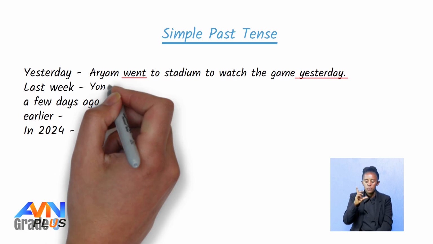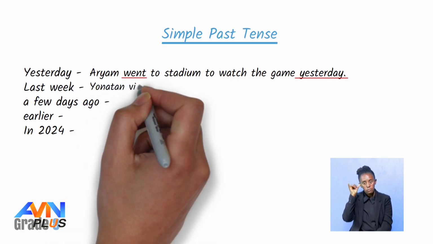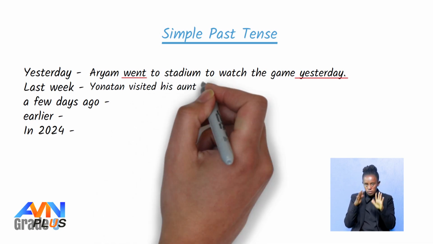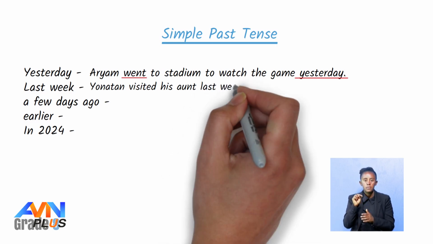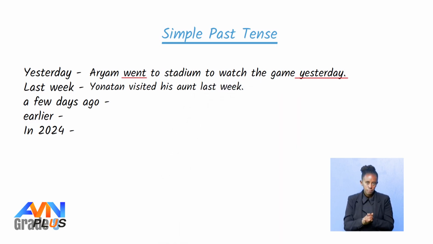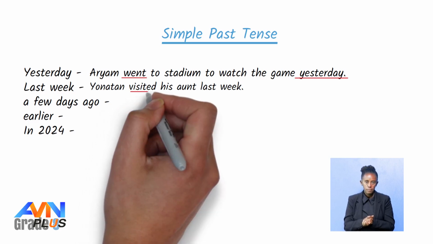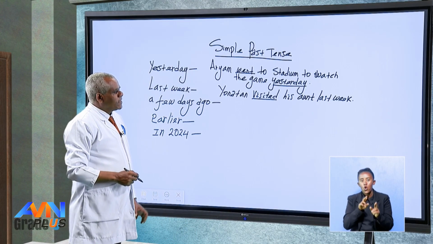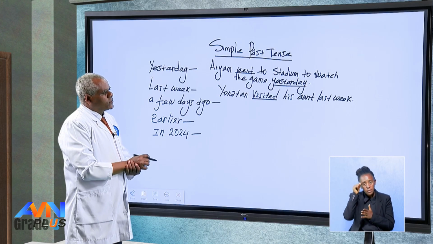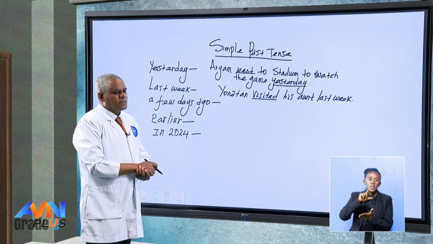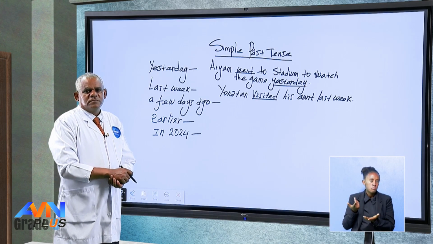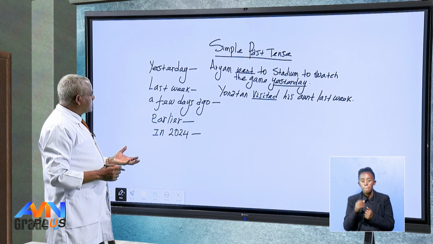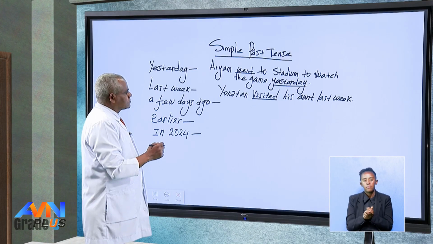Jonathan visited his aunt last week. You see? Visited. Again, it is a regular verb. Jonathan visited his aunt last week. Jonathan visited his aunt last month, last year, etc. Good. The other thing is, right, a few days ago.